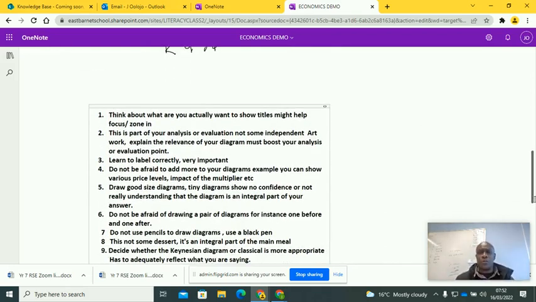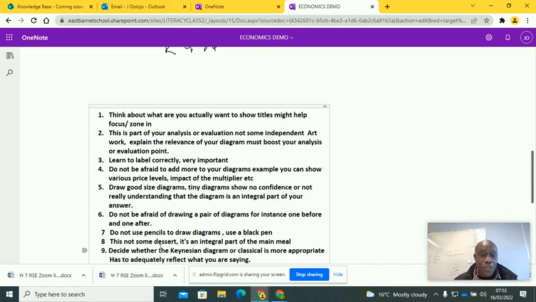Show the impact of the multiplier. How government spending shifted AD, and now with the multiplier it shifts it even more. Show that on diagrams. Show a lot more on diagrams. Okay, again, draw good sized diagrams, not tiny diagrams. You draw a tiny diagram, it's like you're not really confident in what you're doing. Large diagrams, okay? It's really, really important. Okay. Do not be afraid of drawing a pair of diagrams. For example, before and after. If you have time, it's not a bad idea to draw a pair of diagrams.